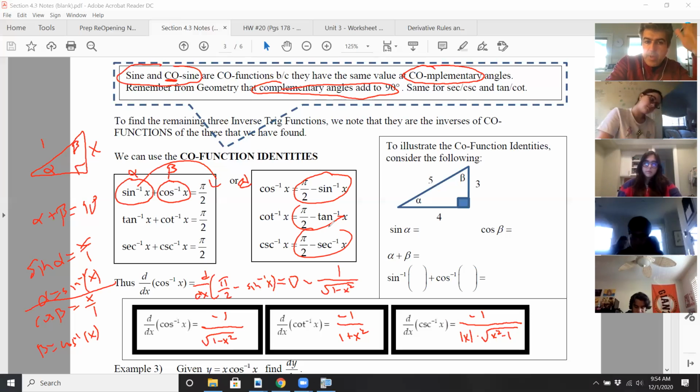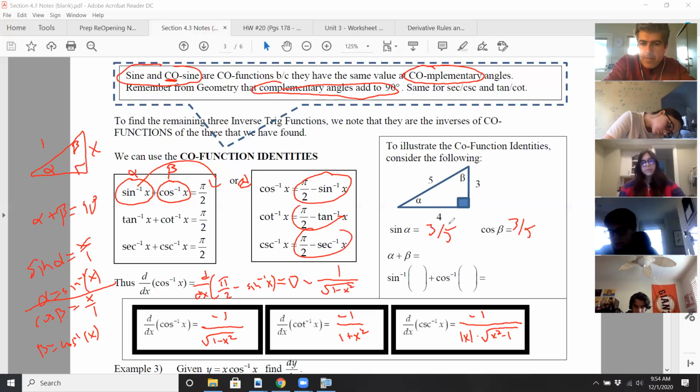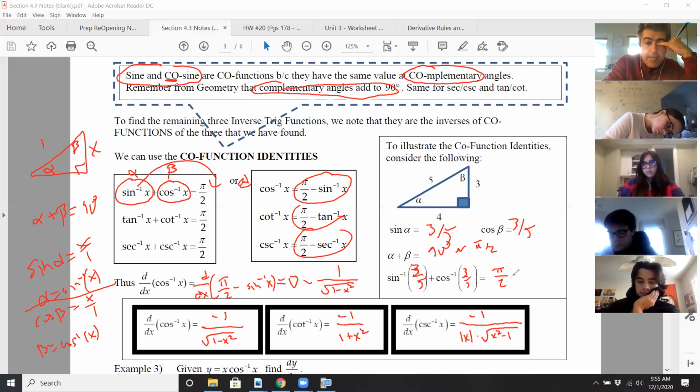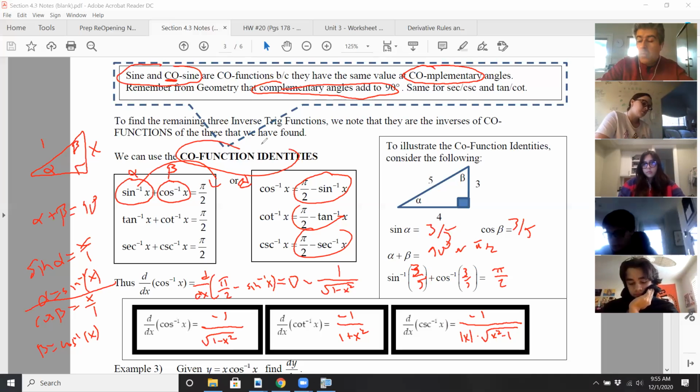And off to the right is what I did off to the left. I don't know why I did my own thing. I could have just done what was here in the box. Yeah, sine alpha, of course, is 3/5. Cosine beta is also 3/5. Alpha plus beta has to add up to 90 degrees, or pi over 2. So hence, the inverse sine of 3/5 plus inverse cosine of 3/5 must equal pi over 2. So that illustrates these cofunction identities, why they work the way they do.